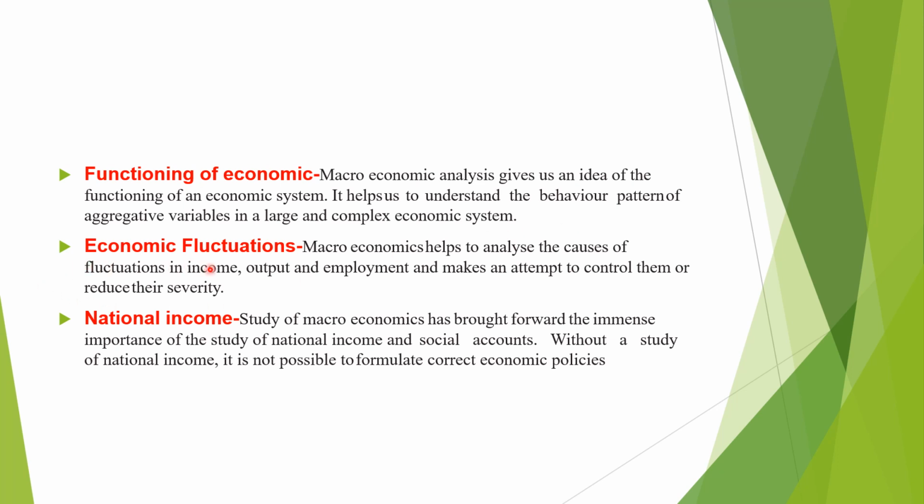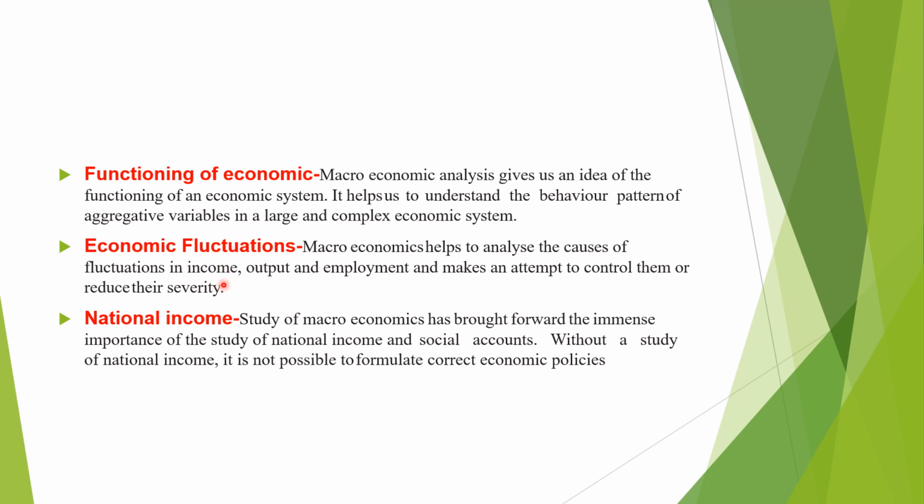Second is economic fluctuation. Fluctuation means that on the first day the price may be very high, and on the second day the price may be very low. It means it has no stable price. For example, in the lower classes you used to score well, and in the higher classes you are scoring less, so it's a fluctuation. Or today your mood is very good, and after a few minutes it may be very sad, or you may not feel like doing anything. It's like that only, fluctuating, going up and down. Macroeconomics helps to analyze the cause of fluctuation in income, output, and employment.